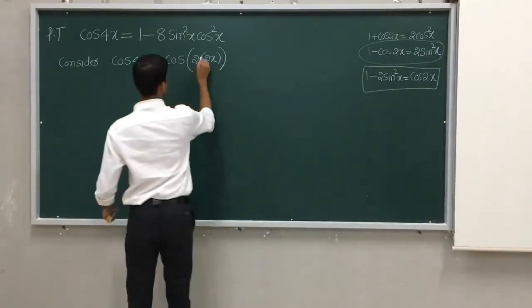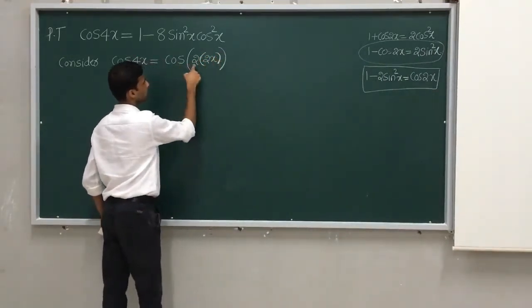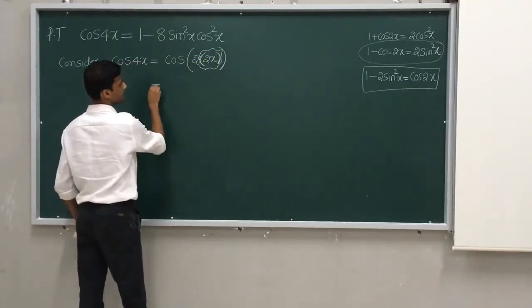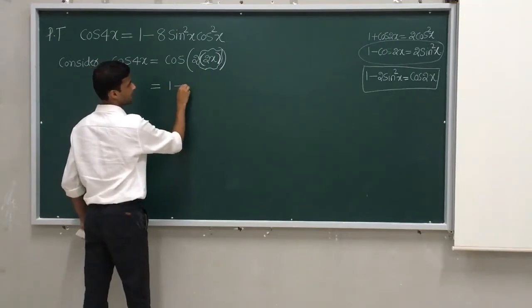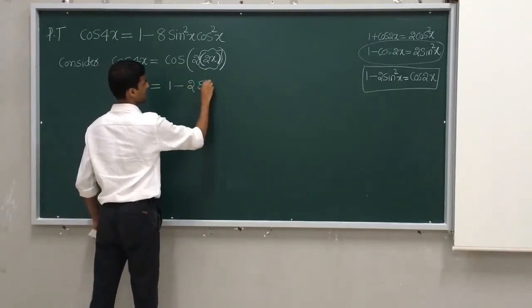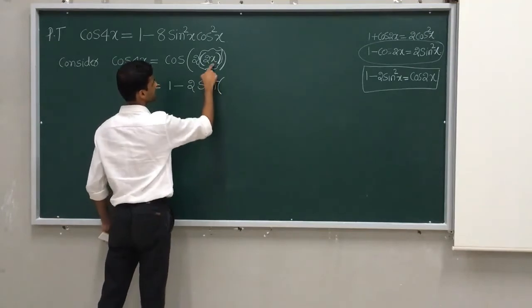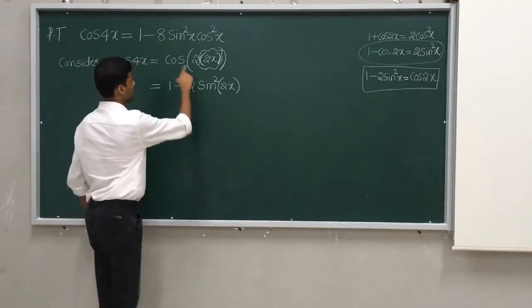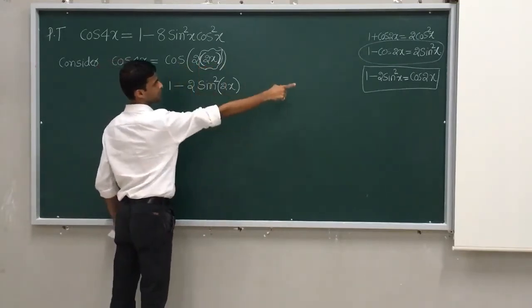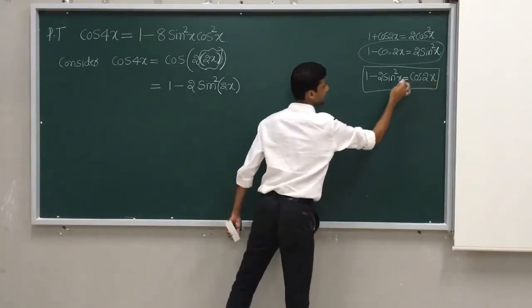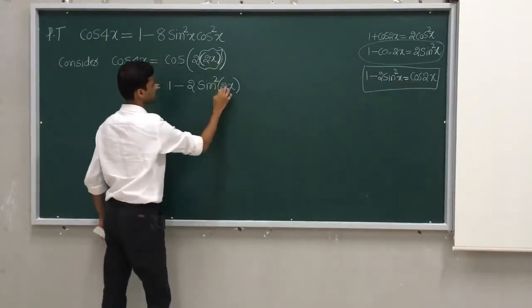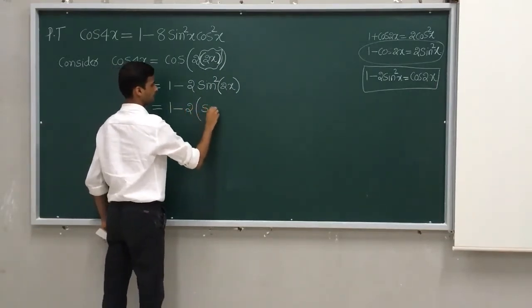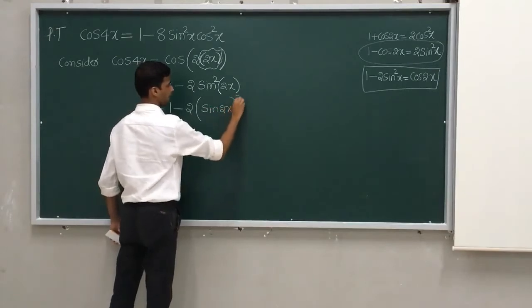But it looks like cos 2x. Yes, cos 2x. In place of x, what we have? 2x. Therefore, what is the answer? I'll write this as 1 minus 2 times of sine square of, in place of x, what we have? 2x. Hope so you understand. Cos 2x also is 1 minus 2 sine square x. If it is x, here also x. But in place of x, what we have? 2x. Therefore next step I will do 1 minus 2, I'll write this as sine 2x whole square.